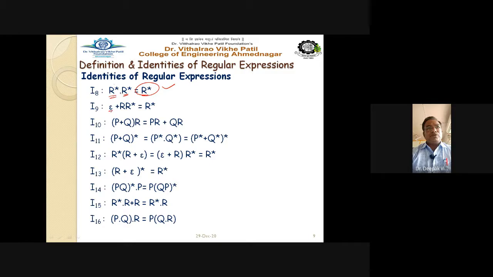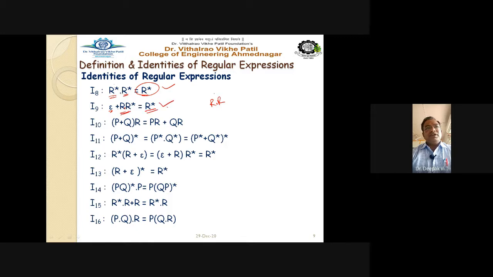Then see here, epsilon plus R. If there is no sign written between symbols, you have to assume it is a dot, because it is nothing but the dot operator, or the multiplication. So this is the case. R dot R star is equal to R star finally.